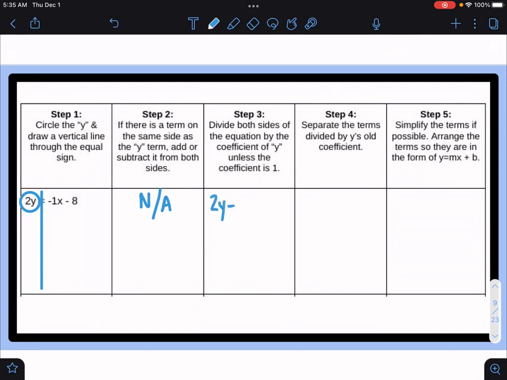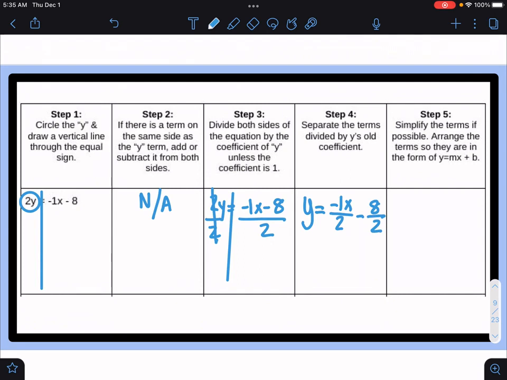Coefficient of y means the number right next to y, the number that's being multiplied by y, so I need to divide by 2. Divide by 2, divide by 2. Okay? Step 4. Separate the terms divided by the old y's constant. What does this mean? This means that we're going to have y equals, separate into two different things. Negative 1x divided by 2 minus 8 divided by 2.